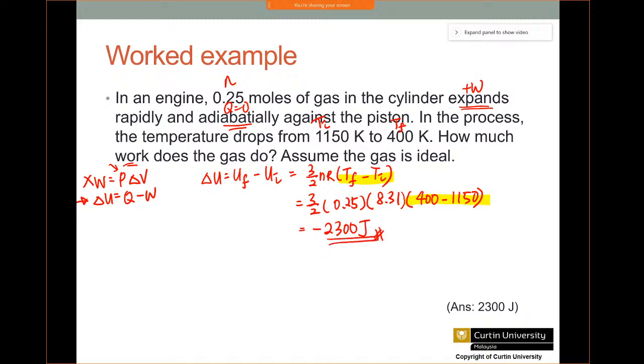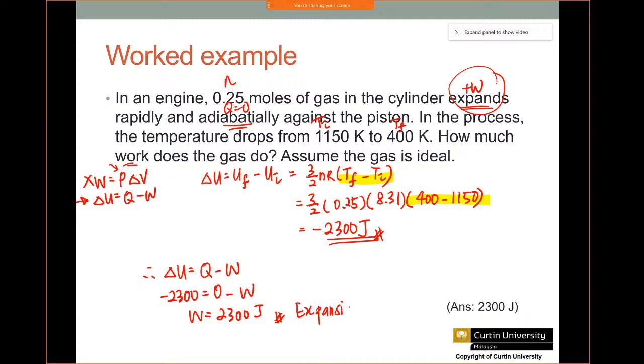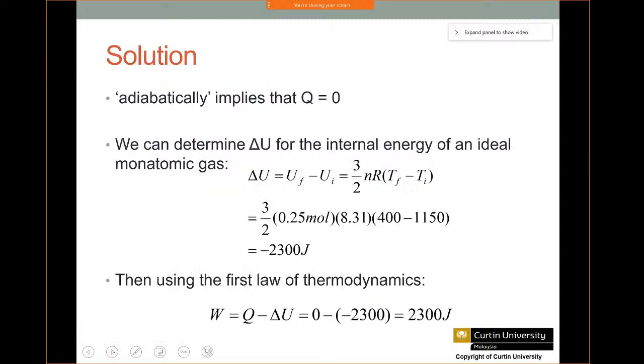So that is your change in internal energy. So from your first law of thermodynamics, plug in the value with the sign. Q is equal to 0 minus W. So your work done is 2003 joule. So it's an expansion. So verify your answer that it is an expansion process. Okay, so the working is here.